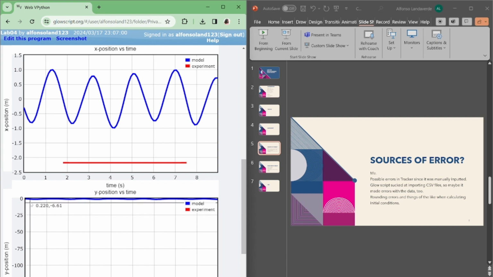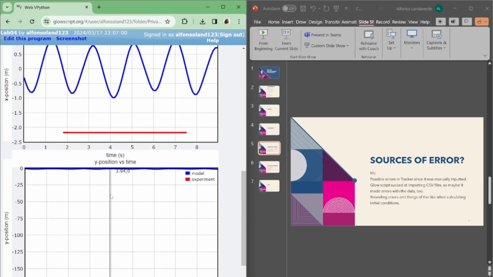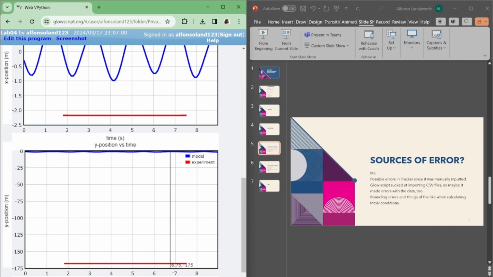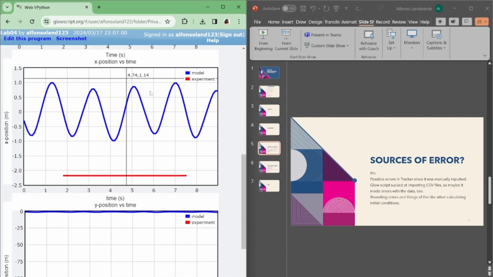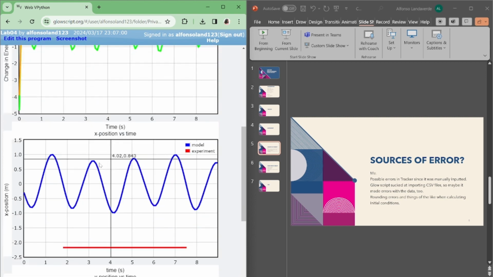The y position versus time, that should be oscillating, but for some reason my experimental shows up all the way here, which ruins the scale and makes it look like it's running very constant. But it is oscillating. The model is oscillating. The experiment for some reason isn't, which I don't know. That could be something to do with the GlowScript code coming in, or at least with this one I can say the scale is screwing with whether you can see if it's oscillating or not. But with this one right here, I don't quite have any excuse for it. So that's the comparison between the two.